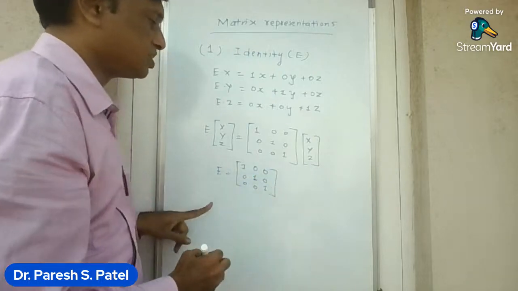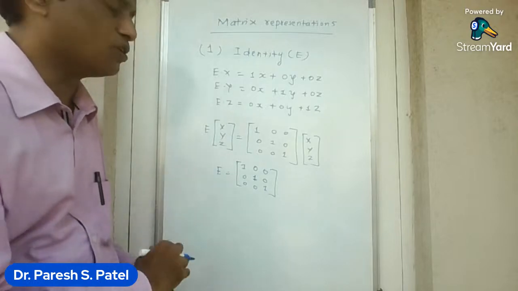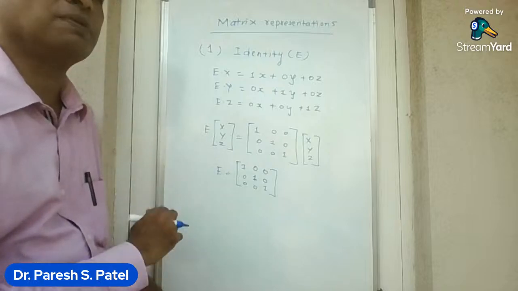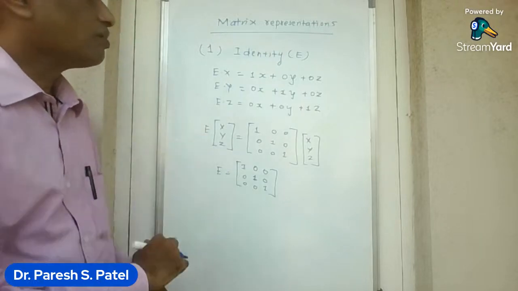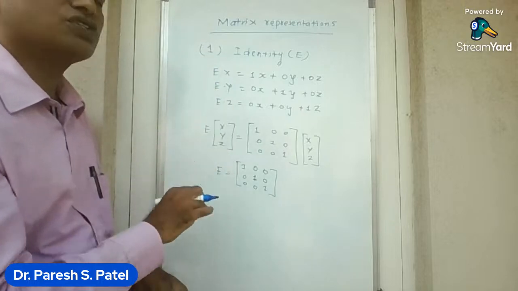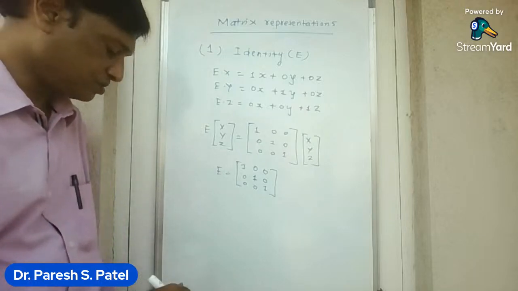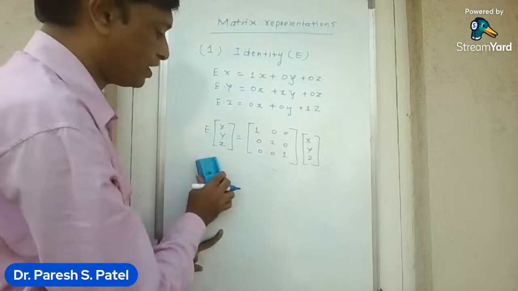So the matrix representation for the identity symmetry operation is E equal to 1 0 0, 0 1 0, 0 0 1, if the dimension of this matrix is three-dimensional. So dear students, how do we find the matrix representation for the identity? We just have to mention that E is equal to 1 0 0, 0 1 0, 0 0 1. This is the matrix representation for the identity symmetry operation.